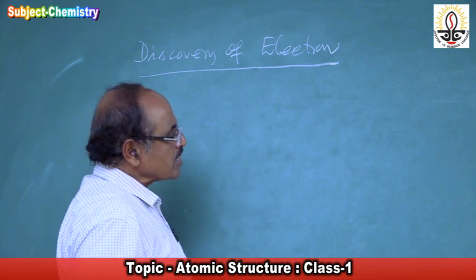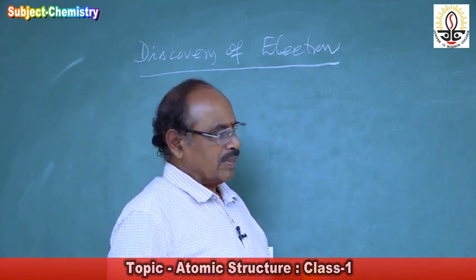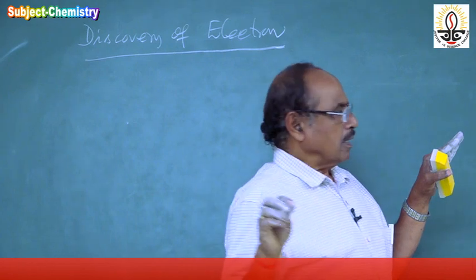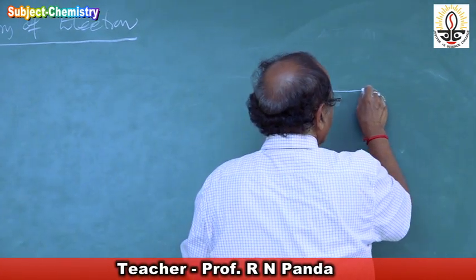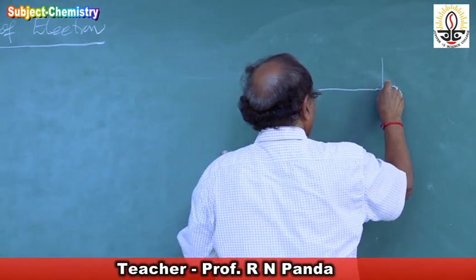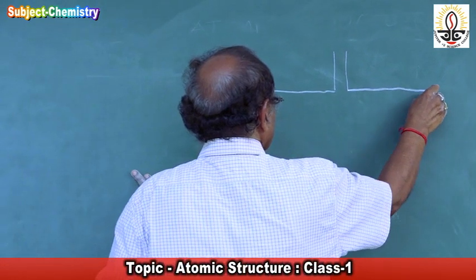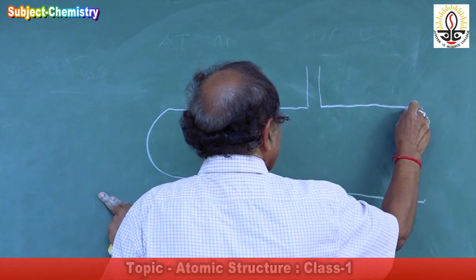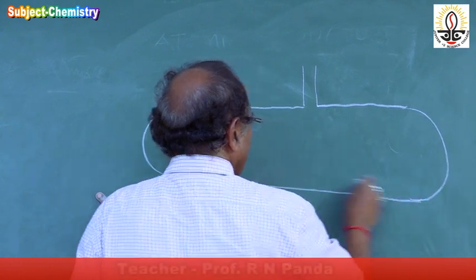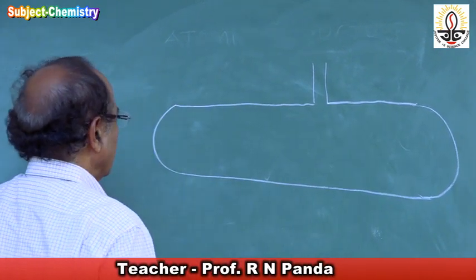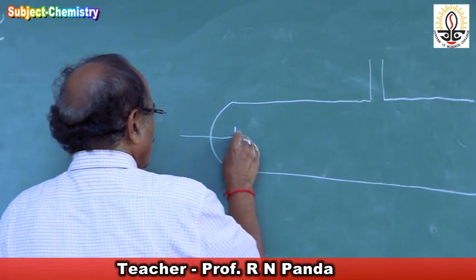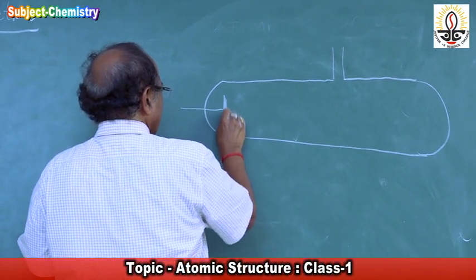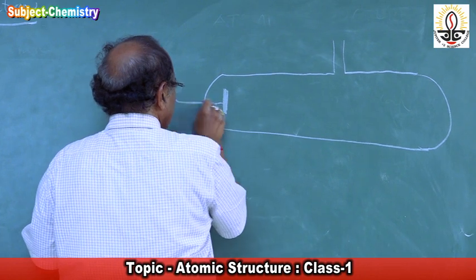So what they do is electric discharge. They took a hard glass test tube, a tube made up of very hard glass which will not break. And they attached two electrodes through which the electric current can be passed.